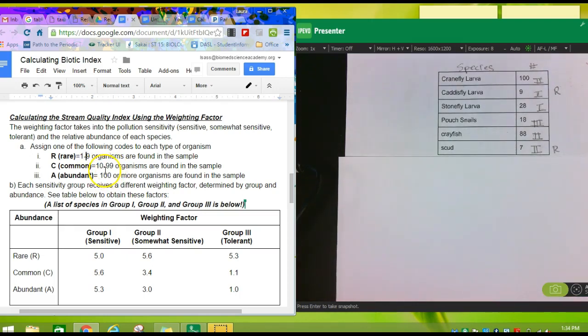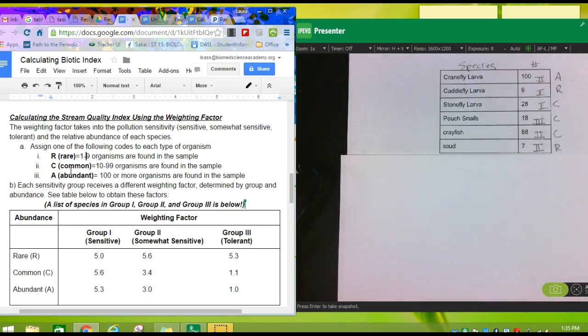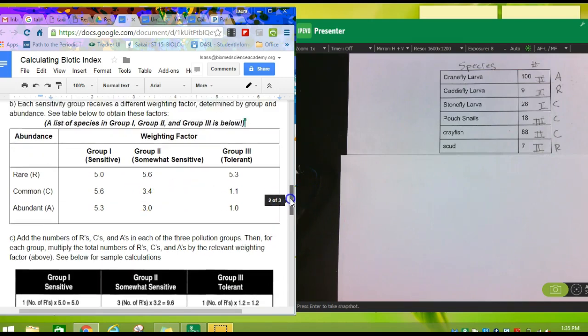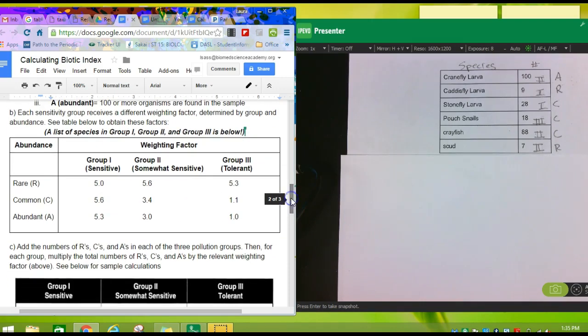If it's between 10 and 99, that tells us it's common. So that would be our stoneflies, our pouch snails, and our crayfish would all be common. And if it's 100 or more, we know it's abundant. So our crane flies would be abundant. So what we do with all that information is we work in these weighting factor values. It's based on group and it's based on abundance.